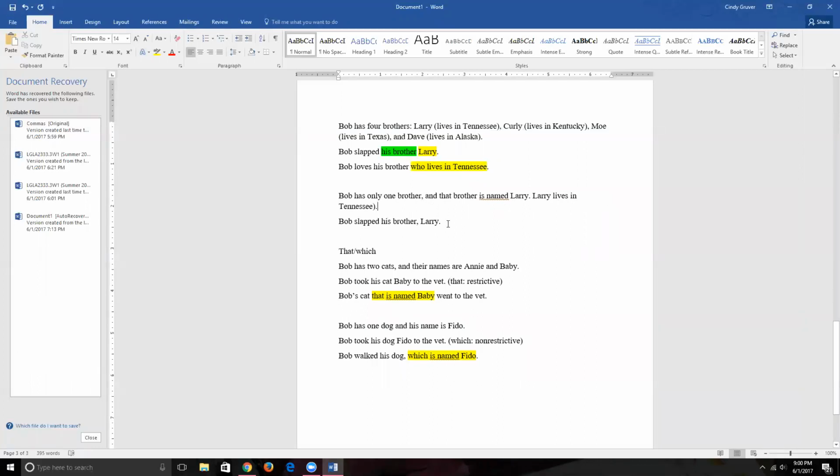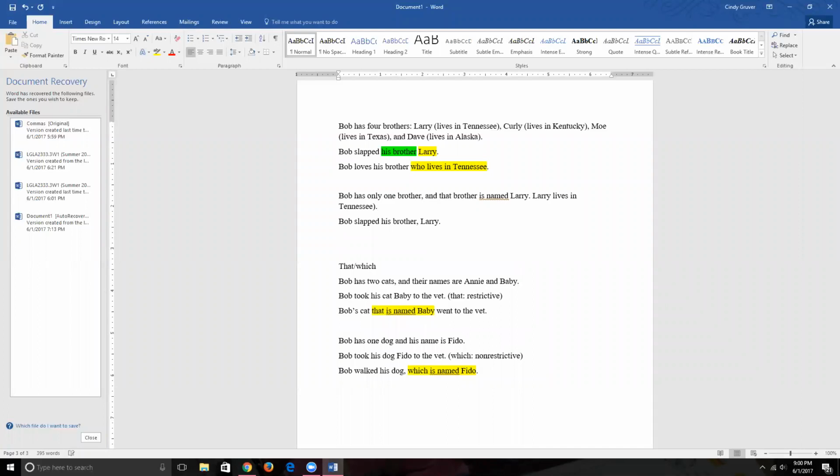Okay, so let's now say Bob loves his brother who lives in Tennessee. Okay, the lives in Tennessee, again, it looks exactly the same in terms of the words that we're saying, but it does mean something different here. He only has one brother. He only has one brother who lives in Tennessee. That's the whole universe of his brothers.